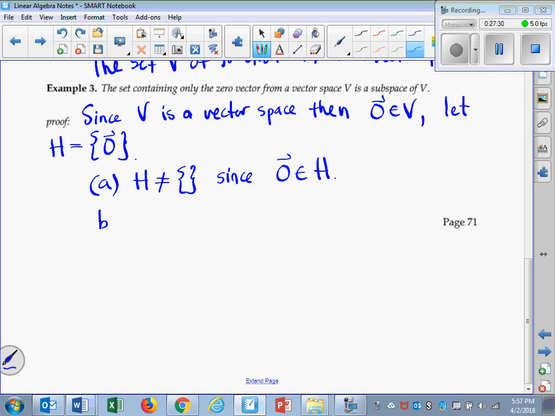Now the next thing that we have to do is choose 2 things out of H and show that when we add them together, they don't leave H. Well, if I choose 2 things in H, there's only one thing in H to choose. So if I take the 2 elements that are in H, I still get the 0 vector. So the 0 vector added to itself, this is the identity property of addition. It leaves the 0 vector alone, and that is still in H. So this is closure under addition.